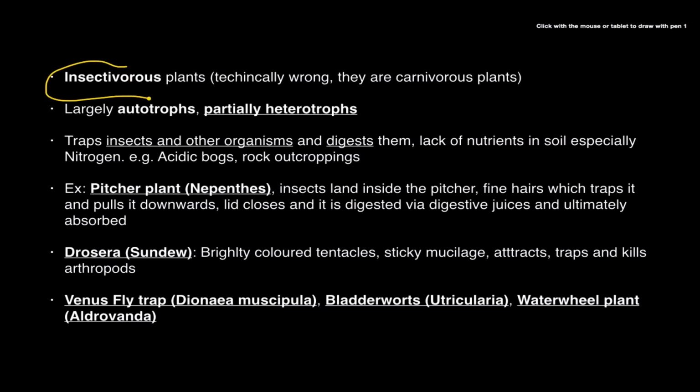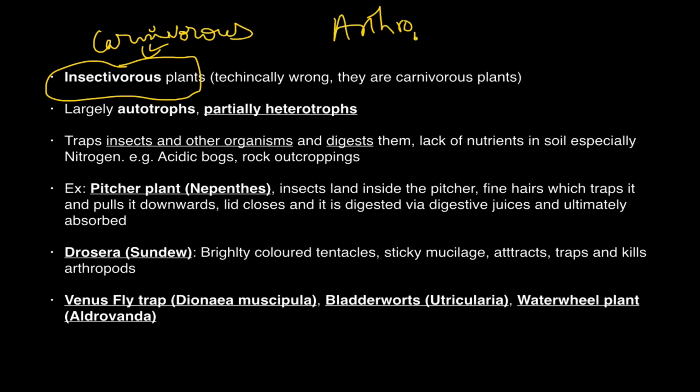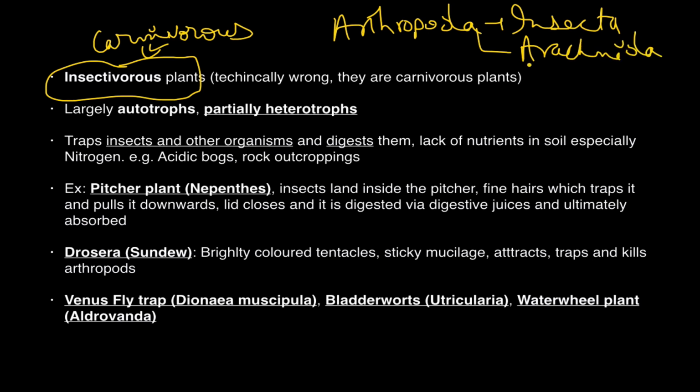Now insectivorous plant, again the term is technically wrong because they are carnivorous plants. They can eat any arthropoda. Basically arthropoda जो होता है phylum, that has insecta as just one class. There are other classes also like arachnida in which spider comes, etc. Again goes beyond the scope of discussion. So they are carnivorous plants. They can eat mouse also, they can eat frog also, they can eat any organism which is small enough and falls into their trap.